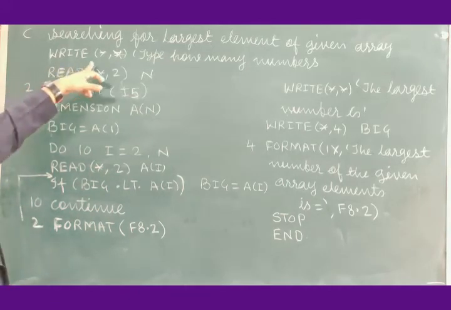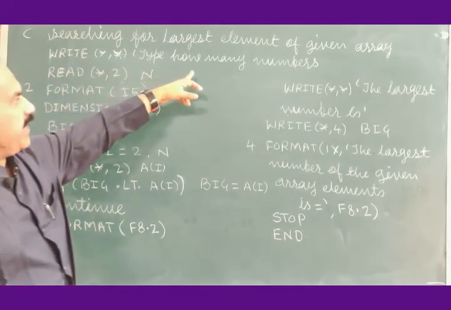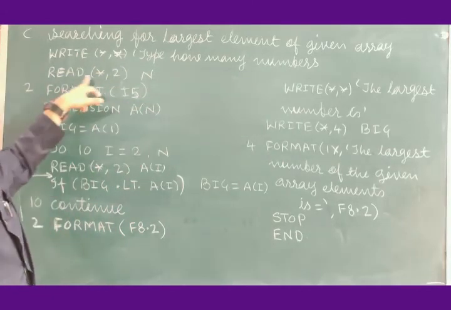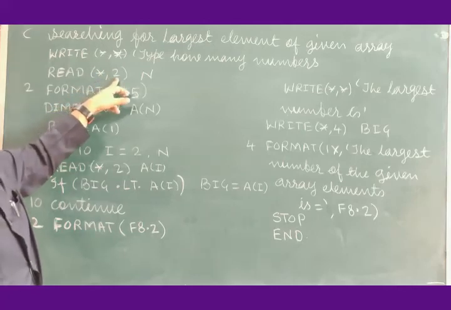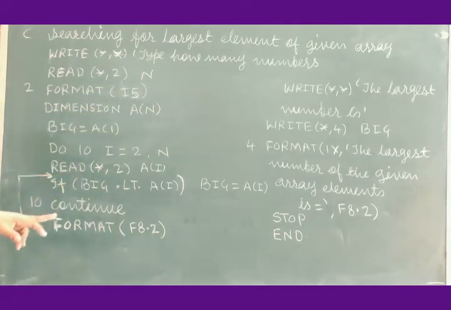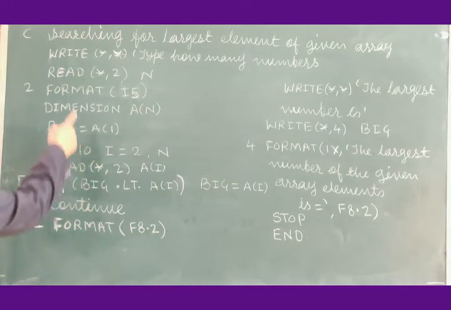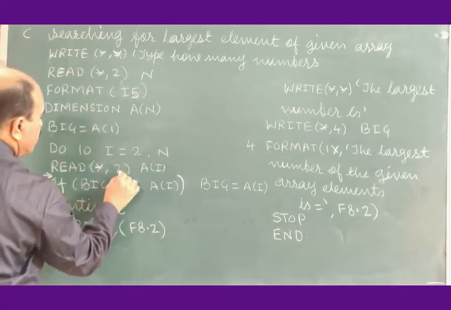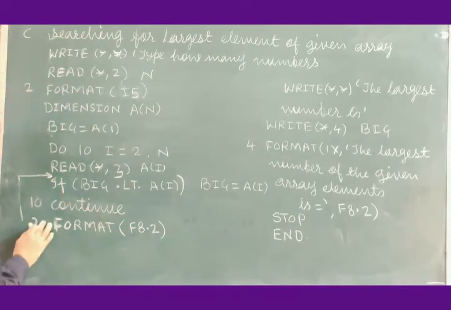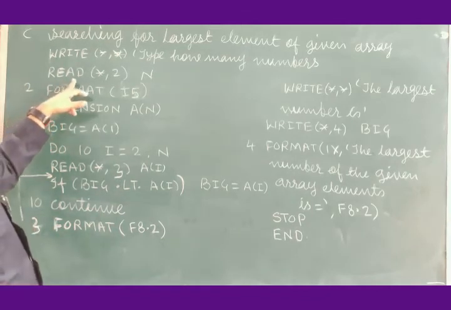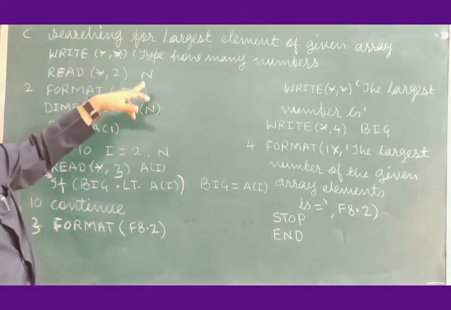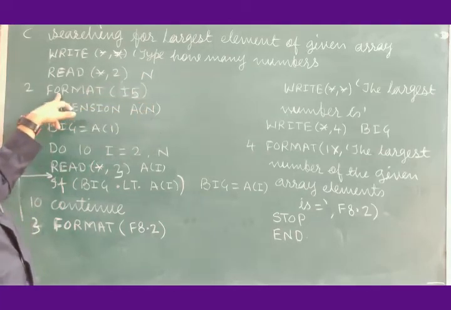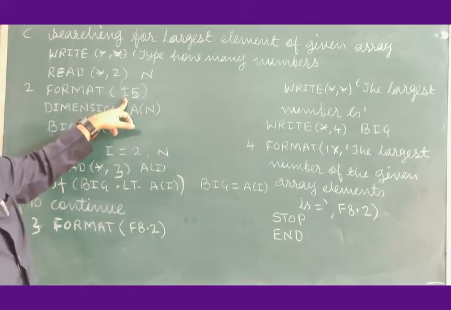So this is again a comment. Type how many numbers, read asterisk 2 comma n. 2 I have used here, so let me use 3 here. So 3 here. N is read. It gives how many elements the array is going to have, and the format is this I5.